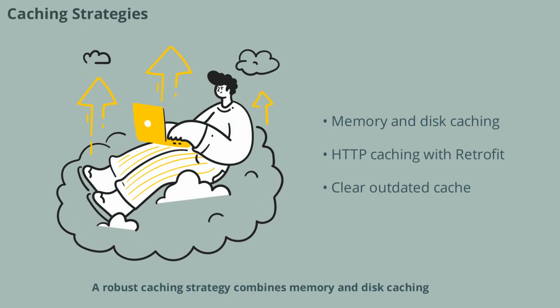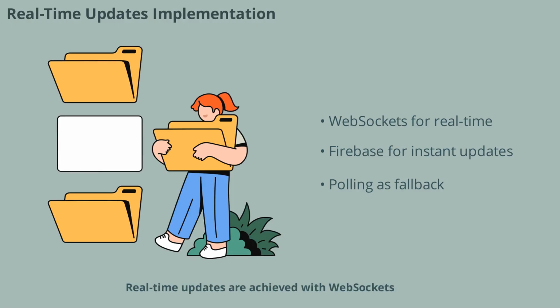A robust caching strategy combines memory and disk caching. In-memory caching is fast but temporary, while disk caching persists data longer. Use HTTP caching with Retrofit for API responses and define cache headers for control. Clear cache when outdated or low on storage. Use shared preferences or DataStore for lightweight data, and implement custom logic for specific cases like clearing cache on logout.